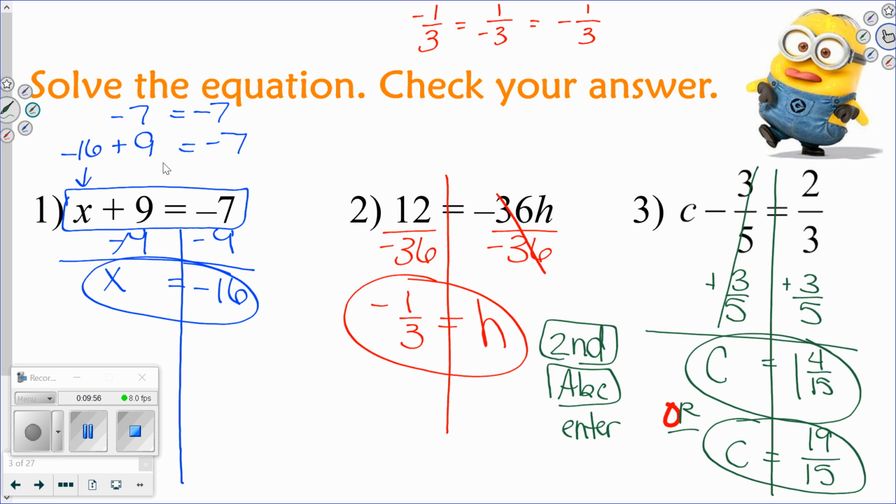Okay, so I don't want you guys to be like, oh, I got 1 and 4/15, I can't find my answer, and I have 19/15 written on there, okay? So if you see answers like that, just be aware they may be written in different forms.